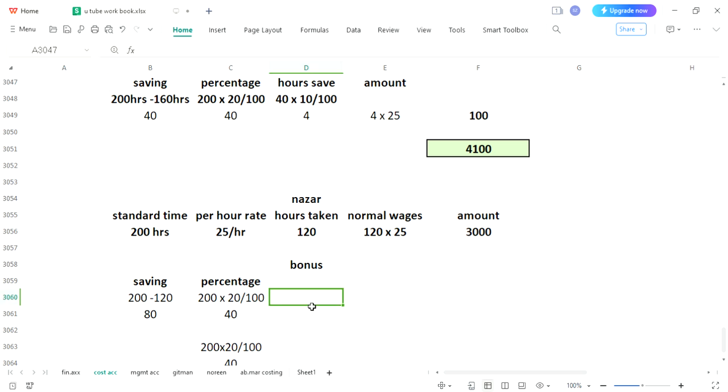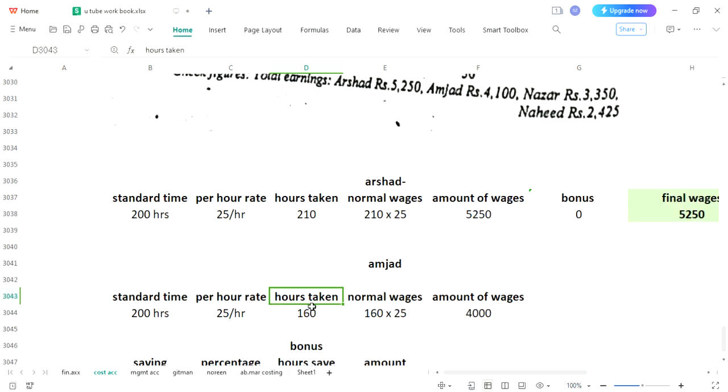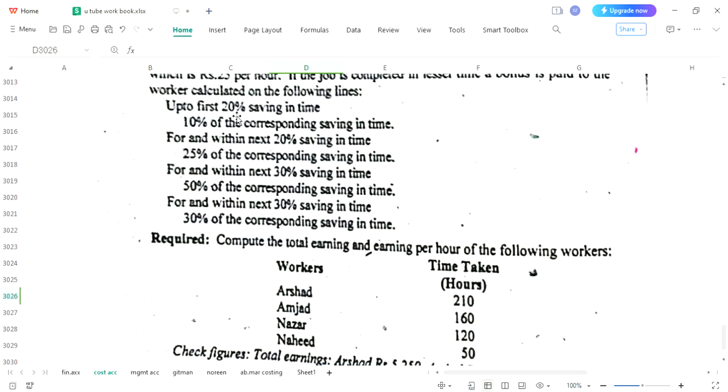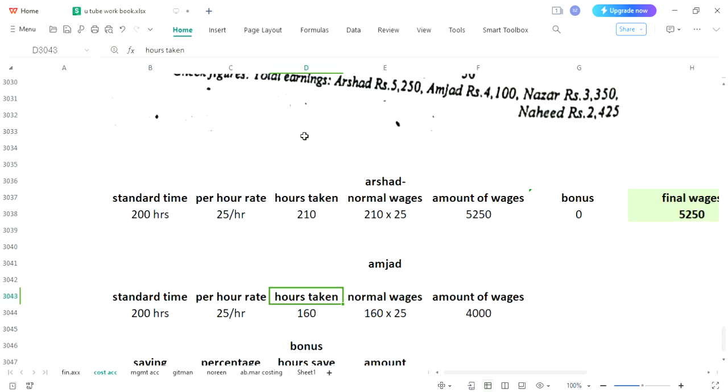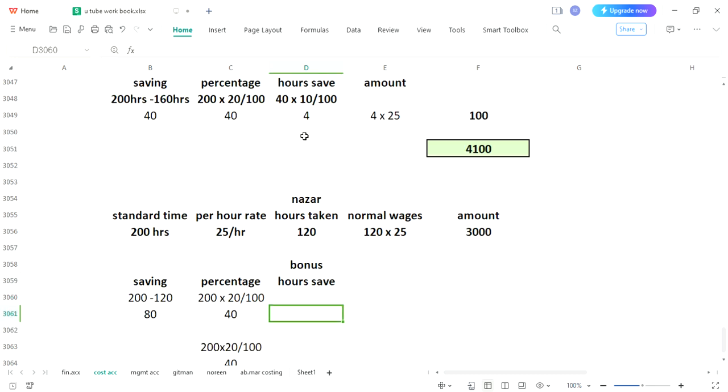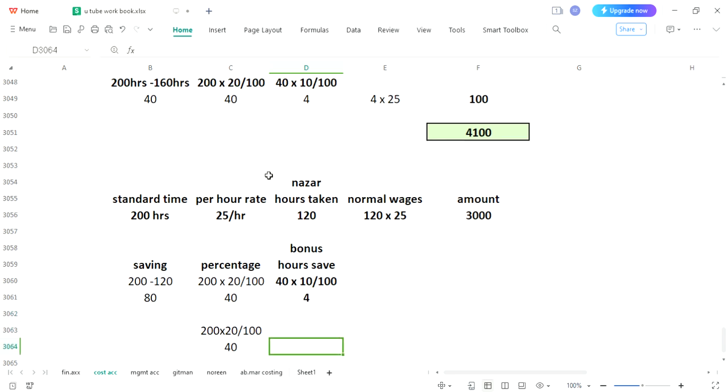Next is to calculate the second percentage or hours saved. For that we will again go back to the question. For the first 20% saving, the corresponding percentage is 10%, so you will calculate it. This answer was 40, and further you will calculate 10%, and the amount which you will get would be 40 multiplied by 10 divided by 100, and you will calculate the percentage for this as well.